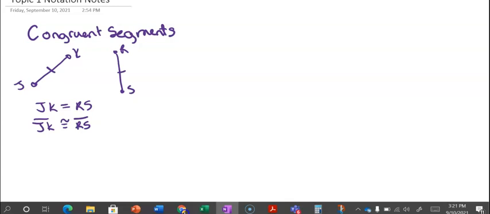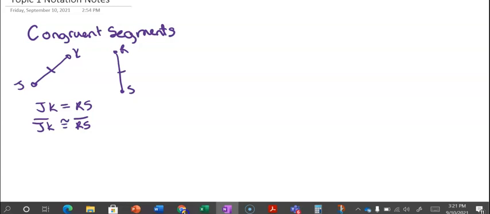So when we say JK equals RS, we're saying the measures of the two segments are the same. So that's saying two numbers are equal. When we're saying segment JK is congruent to segment RS, we're saying that the line segments are the same segment copied and pasted and moved. So we're comparing a line to a line, so it has to be an equal sign with a squiggly on it instead of a straight up equal sign.